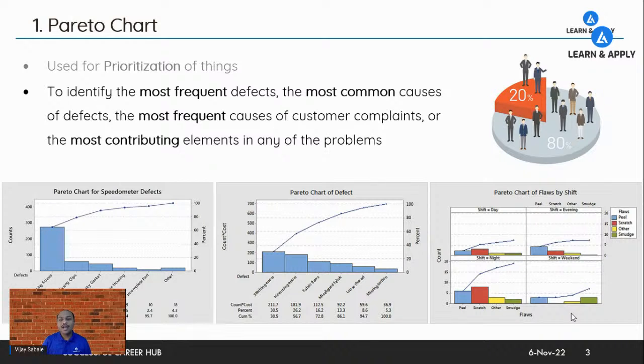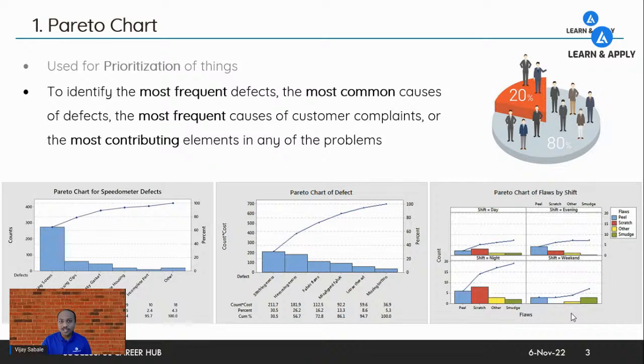Let's say we have material coming from different suppliers and we want to study the pattern in that. In that case, we can use this Pareto chart by variable and see the entire material by suppliers. What is the variation among them? So this is a very important and powerful tool, the Pareto chart.